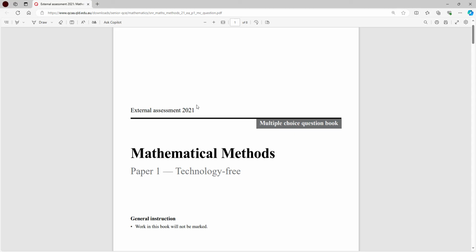In today's video we're going to be taking a look at the Math Methods Paper 1 Tech Free Multiple Choice booklet from the 2021 external exam. This is for the QCAA syllabus. Pretty much with this one you'll be given a standard formula sheet, and that's about it. No calculator, no graphics, anything like that can be used for this test. And yep, for the QCAA syllabus.